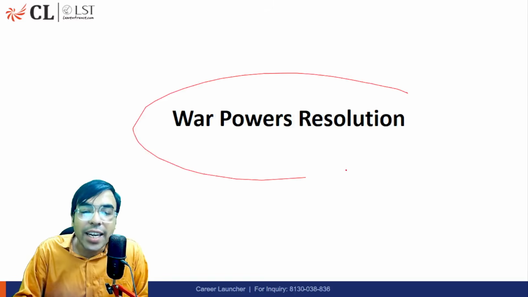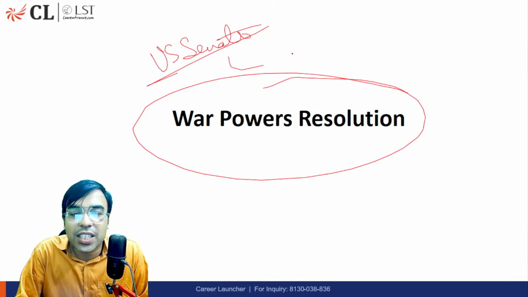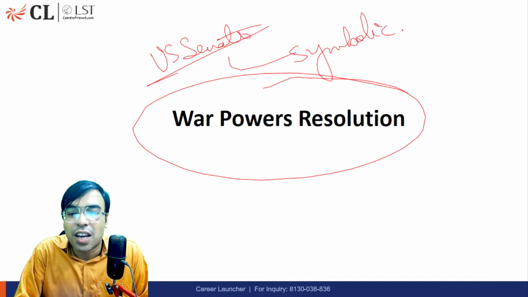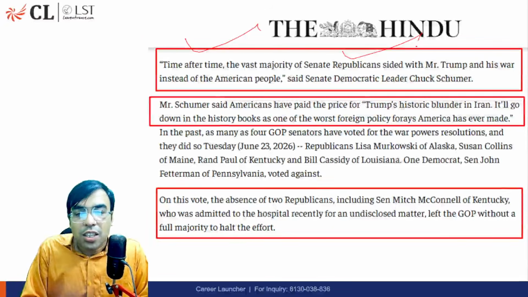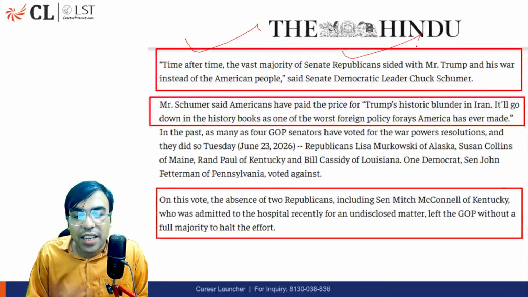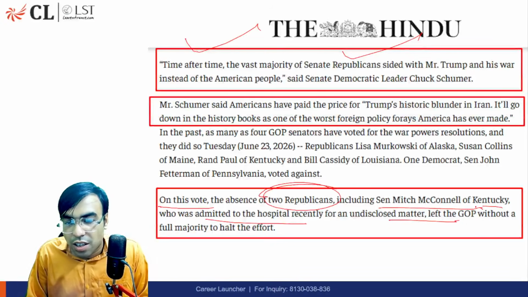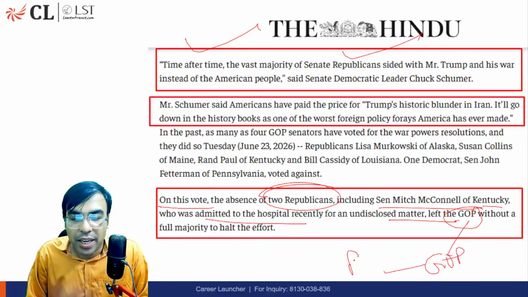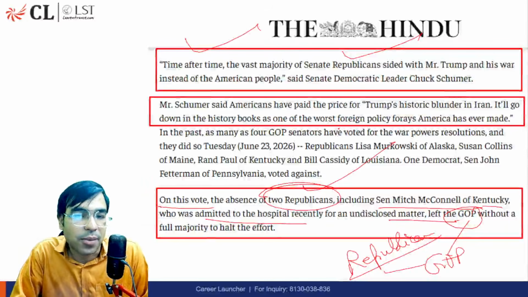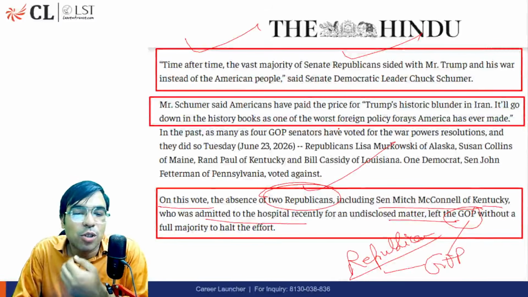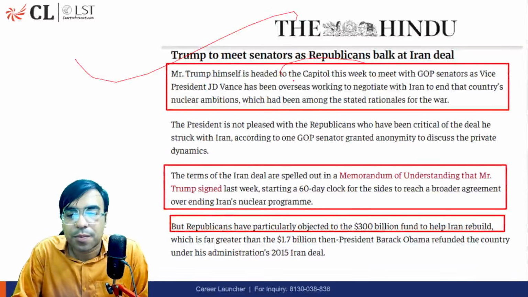Now, in this case, a war powers resolution has been passed by the US Senate, which is actually symbolic and non-binding, as I've told you. It signals that Donald Trump should stop the war with Iran. There are cases where even Republicans were absent on this vote. Two Republican senators, GOP meaning Grand Old Party, were missing. Perhaps they were sending the signal that they cannot support the Republicans here. Maybe they were not happy with Donald Trump or something like that.